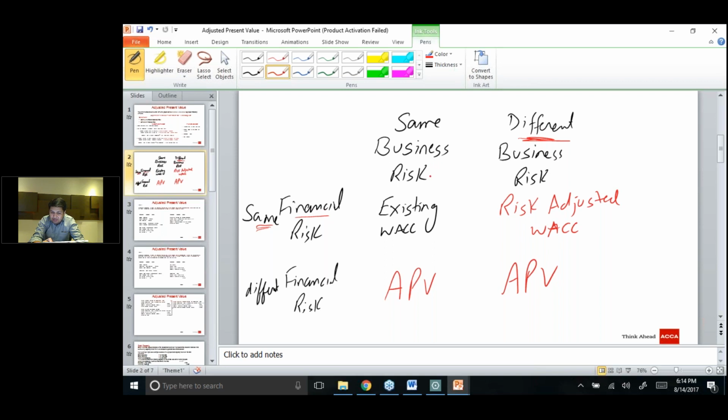Whether business risk changes or it doesn't, if financial risk changes, you are going to appraise that project using the APV method, Adjusted Present Value. So let's have a discussion on the APV method.